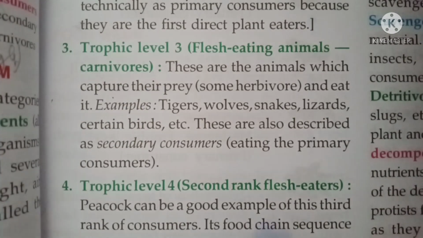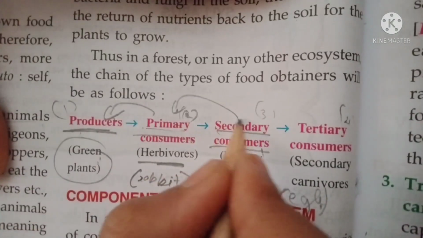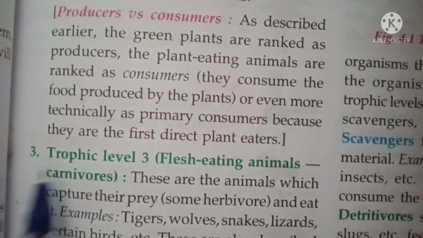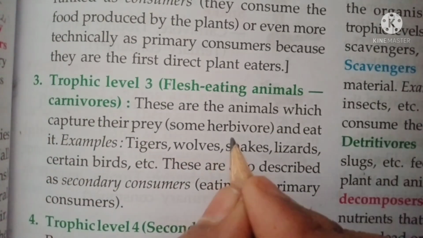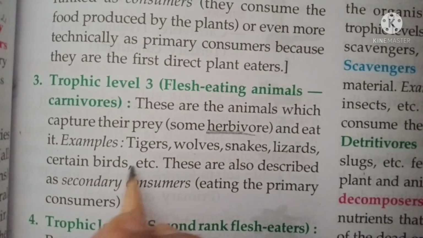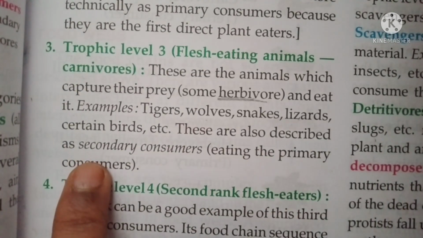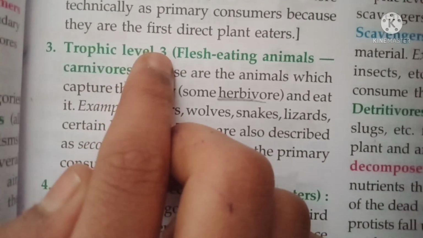Next is trophic level 3, that is flesh eating animals, carnivorous. So see here, children, I have told that who eats plants is known as the primary consumer. They are categorized in the second trophic level. Who eats these primary consumers, they are categorized as third level. They are known as trophic level 3, flesh eating animals, the secondary consumers. These are the animals which capture the prey, some herbivores such as rats, and eat it. Examples: tigers, wolves, snakes, lizards, birds. I have explained that who eats the primary consumers, that is secondary consumers. It is also known as trophic level 3. Trophic level 3 means secondary consumers.